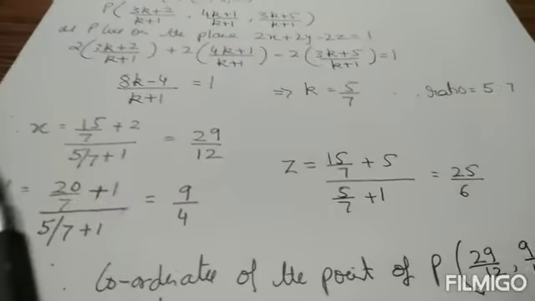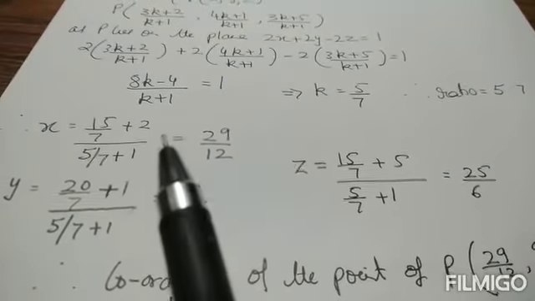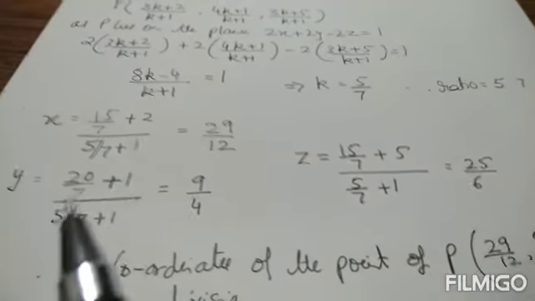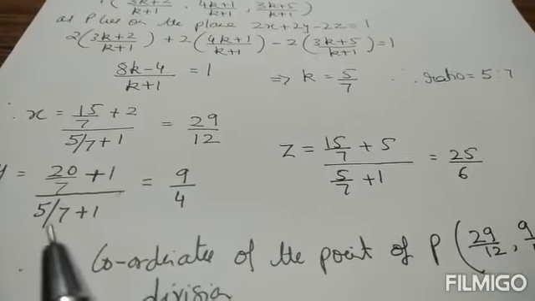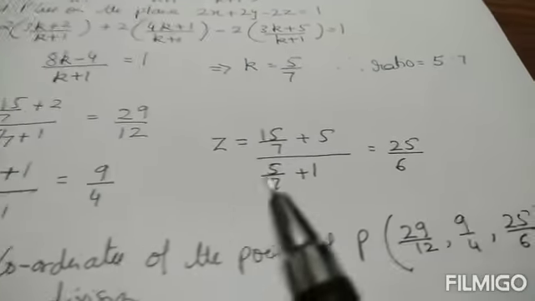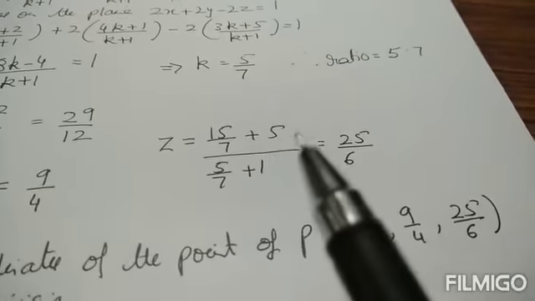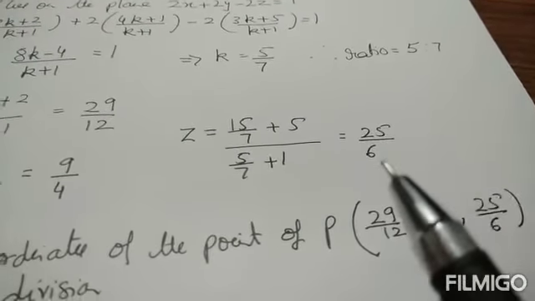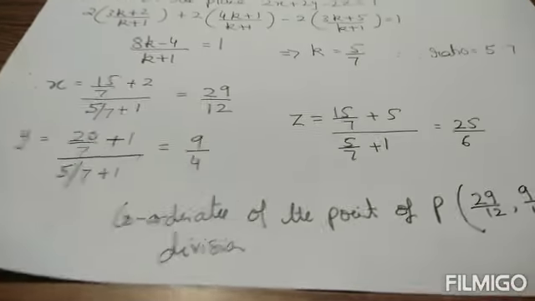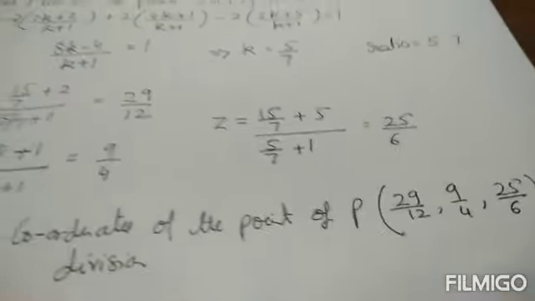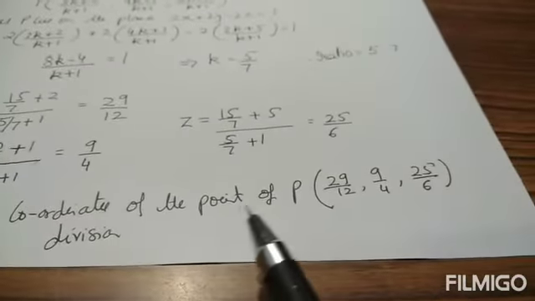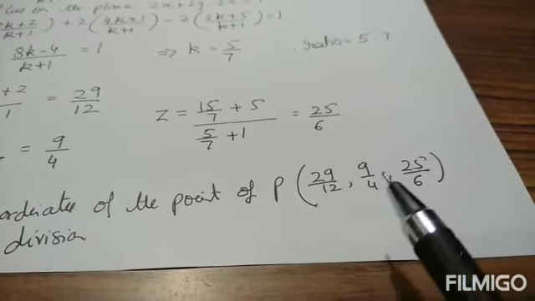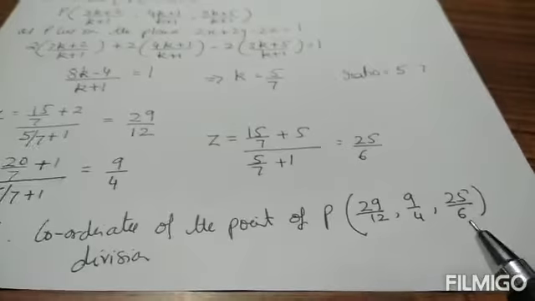So the x coordinate is (15 upon 7 plus 2) upon (5 by 7 plus 1), which is 29 by 12. Y is equal to (20 upon 7 plus 1) upon (5 by 7 plus 1), which is 9 by 4. Z is equal to (15 upon 7 plus 5) upon (5 by 7 plus 1), which is equal to 25 upon 6. Hence, the coordinates of the point P of the division is (29 by 12, 9 by 4, 25 by 6).